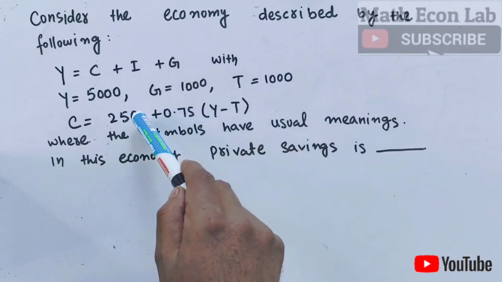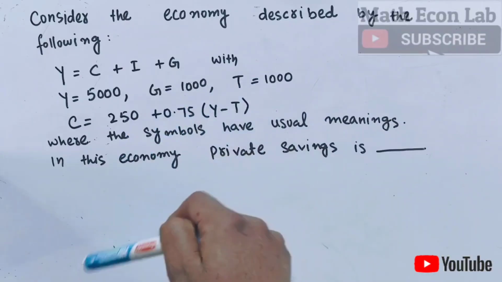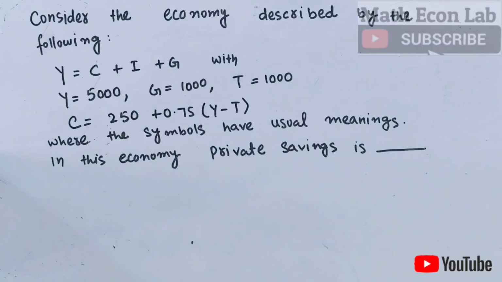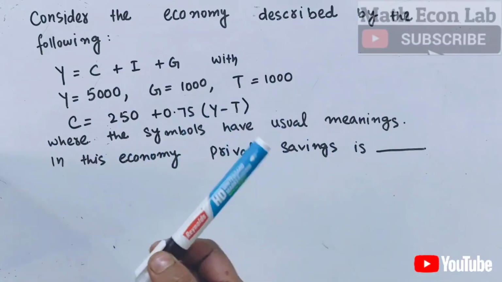250 denotes the autonomous consumption when the level of income is 0. 0.75 denotes the marginal propensity to consume, and Y - T denotes the disposable income. Where the symbols have the usual meanings, we need to find out the private savings in this economy.